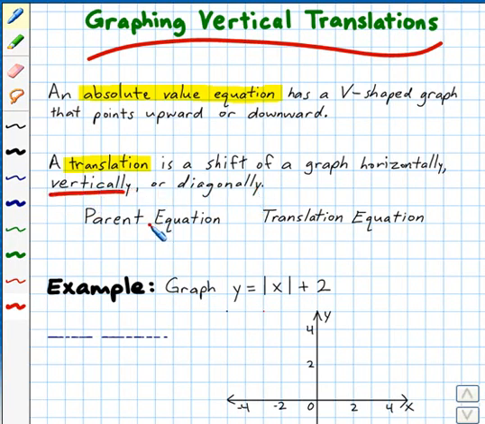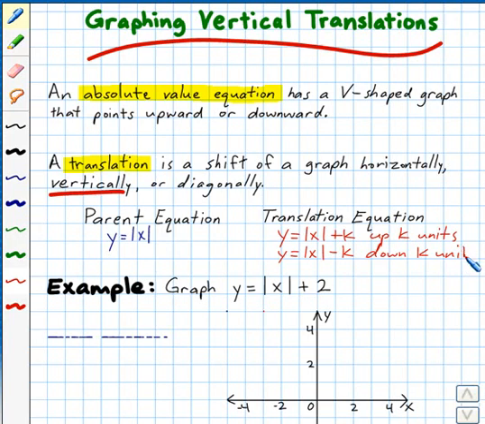When dealing with the translation, you have a parent equation of the form y equals the absolute value of x, and a translation equation of the form y equals the absolute value of x plus k, or y equals the absolute value of x minus k. If you have an equation of the form plus k, you're making a translation up k units. And a translation equation of the form minus k translates the parent equation down k units.